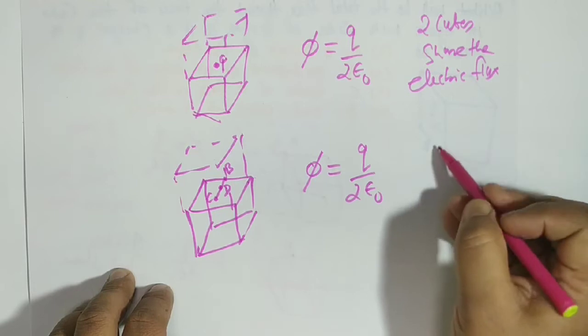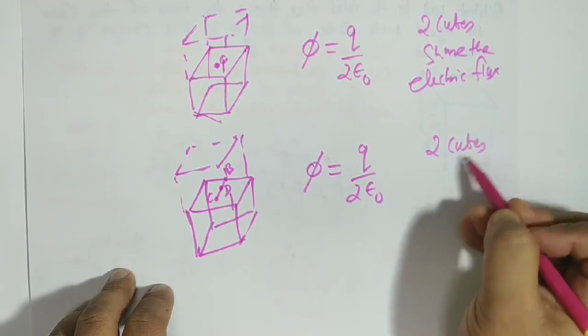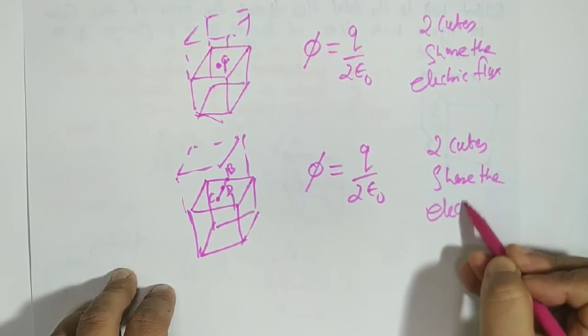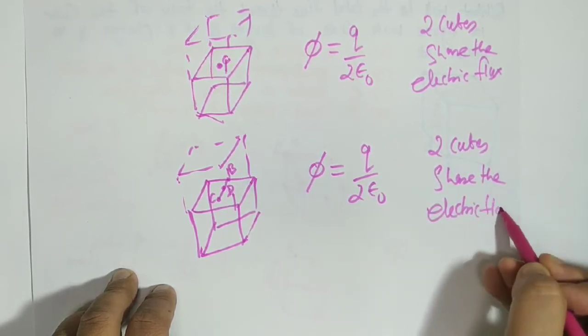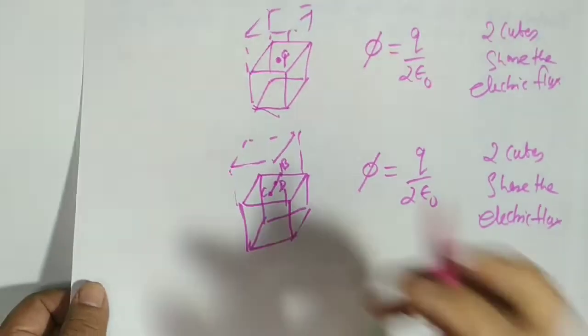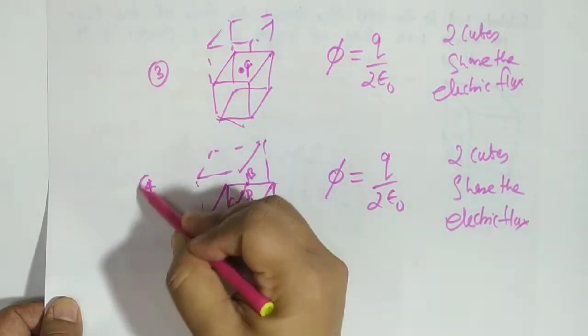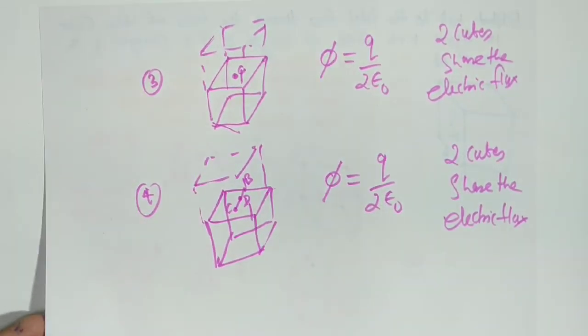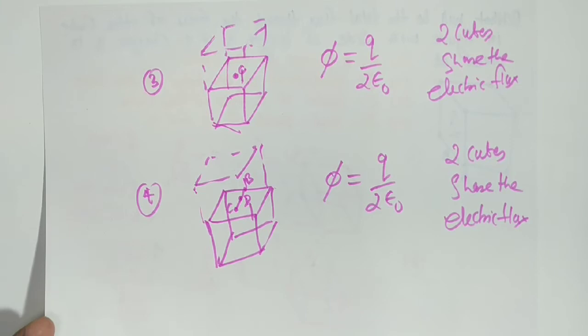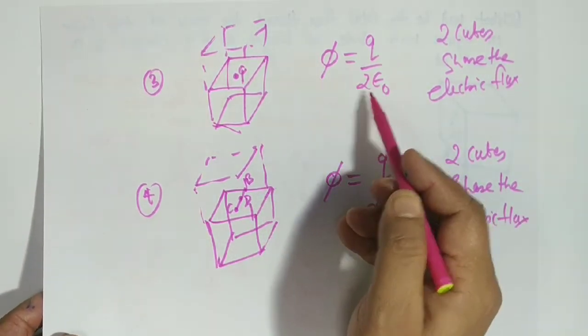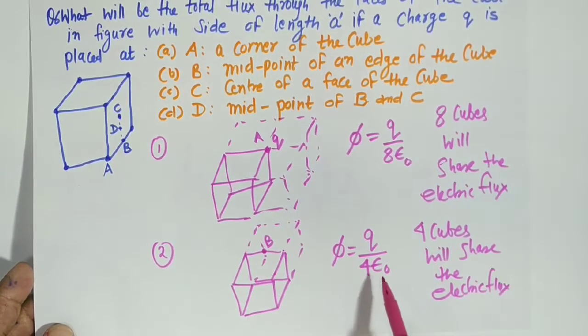Here also two cubes share the electric flux. This is the concept. So how are we going to solve it? In this way, this is first, this is second, this is third, and this is fourth. So all four questions are clear. So how many cubes are needed to share the electric flux? From a cube here, q by 2 epsilon naught, first one q by 8, and then it is q by 4.